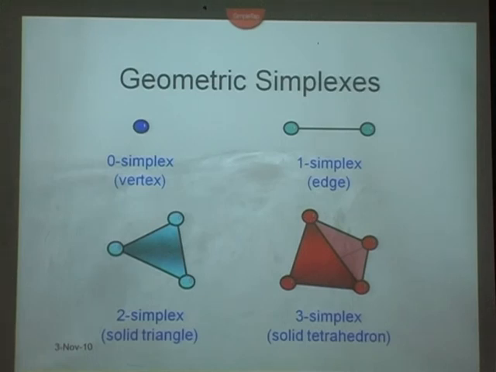We often will switch back and forth between combinatorial and geometric, and books do this all the time. After a while, you don't notice it anymore. But really, this is a point set. This is 2 points and the edge between them. This is a solid triangle, and so on. So these are things with geometric meaning.